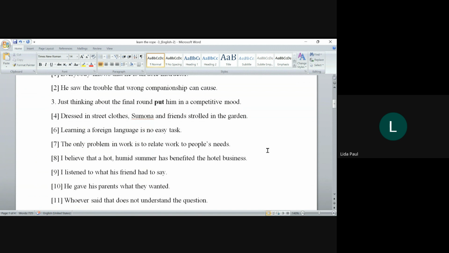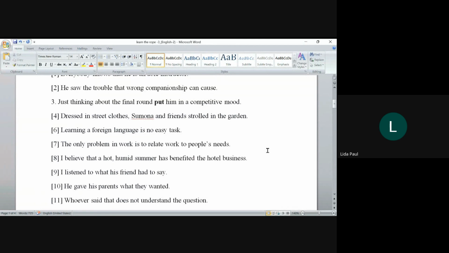This should be easy for you. Whenever there is a subordinating conjunction present explicitly, it is easy for you to pick it out. Which part of that sentence is your subordinate clause? That a hot, humid summer has benefited the hotel business, right? This is your subordinate clause, with the subordinating conjunction "that" in the beginning.